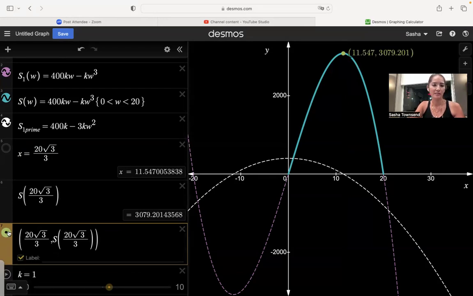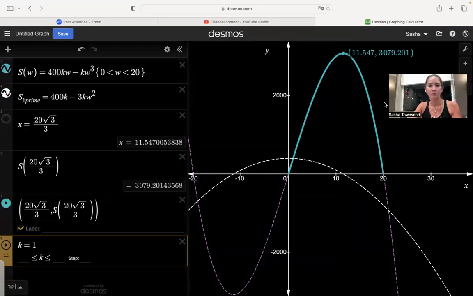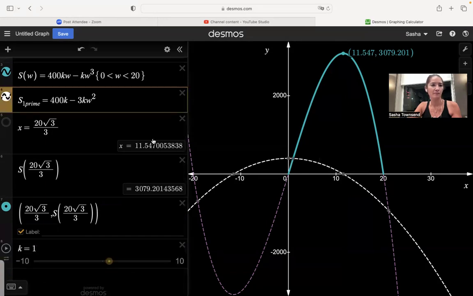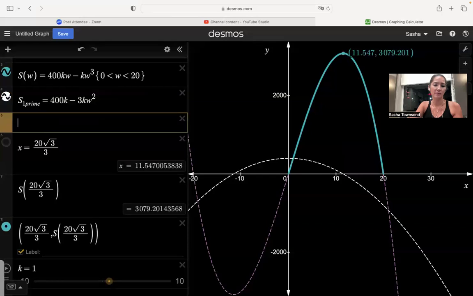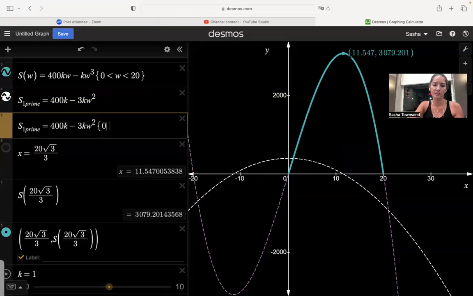And we're able to see our maximum value. The maximum strength is this, and it occurs when the width is approximately 11.547. And again, it corresponds to when that derivative is 0. Now, technically, the derivative shouldn't be the whole function. It should only be that part of the function where W is between 0 and 20. So we can restrict ourselves to that interval again as well.